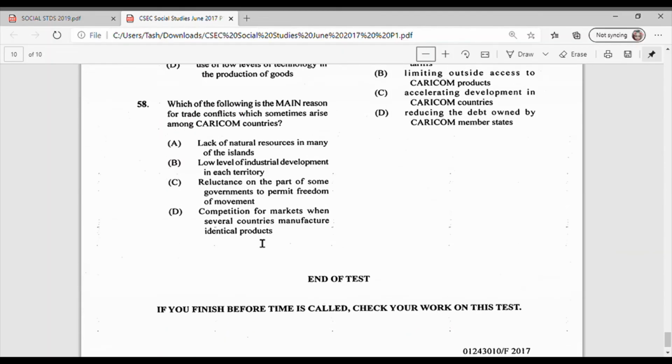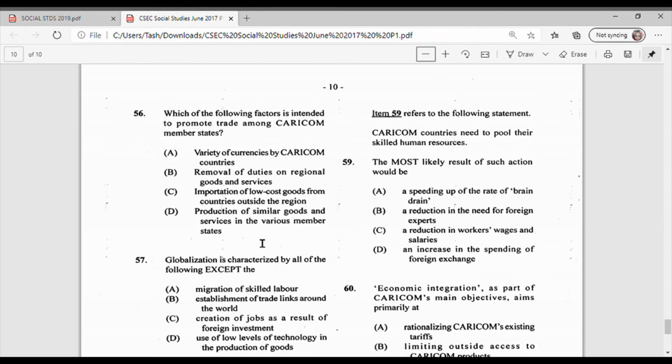56. Which of the following factors is intended to promote trade among Caricom member states? A, variety of currencies by Caricom countries, B, removal of duties on regional goods and services, C, importation of low-cost goods from countries outside the region, D, production of similar products and services in the various member states. Your answer for 56 would have been letter B, which is the removal of duties on regional goods and services. So that would promote trade among the Caricom countries.